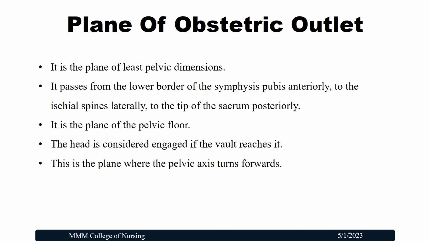The plane of the obstetric outlet is this plane. It is the plane of least pelvic dimension. It passes from the lower border of the symphysis pubis anteriorly to the ischial spines laterally and to the tip of the sacrum posteriorly. It is the plane of the pelvic floor, almost the pelvic floor. We are talking about the pelvic floor, but not the exact outlet. That exact outlet comes under the anatomical outlet. The head is considered engaged if the vault reaches it. This is the plane where the pelvic axis turns forwards.